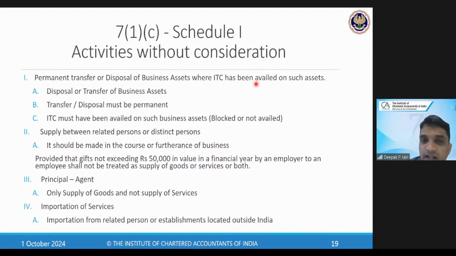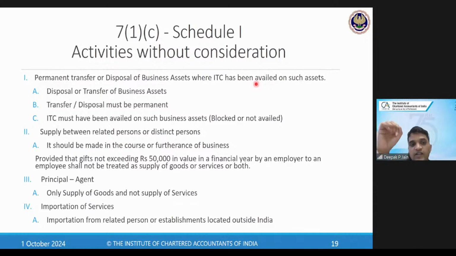What is open market value? Open market value is nothing but the actual market value for that product. On that actual market value, you have to pay GST. So what are we talking about? We are talking about those cases where there is no consideration, but you have done some transaction. Do you have to pay GST? Yes, you will have to pay GST.